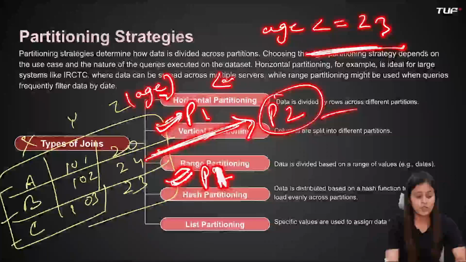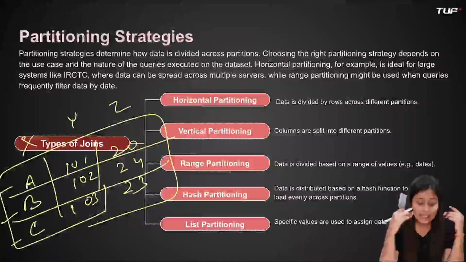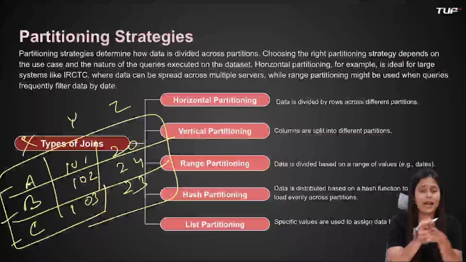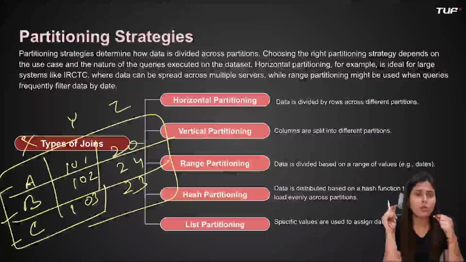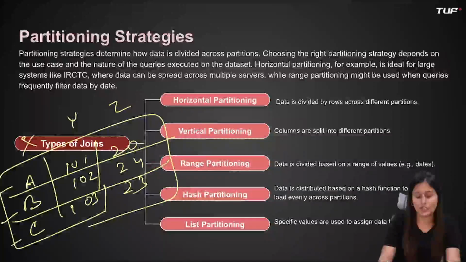The row with age 24 does not satisfy the condition, so it will go in another partition. So you can see it is also a type of horizontal partitioning, but instead of blindly dividing the rows and selecting the top 10 or top 100 and keeping them in one partition, we select the rows on the basis of some condition. That is why it is called range partitioning.